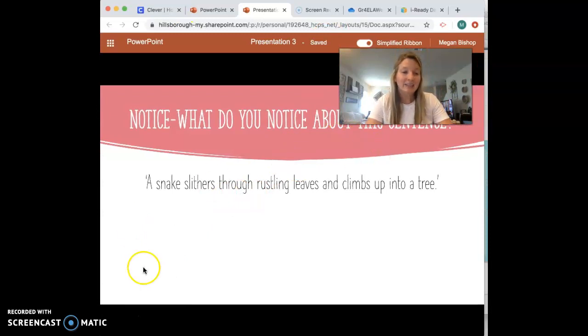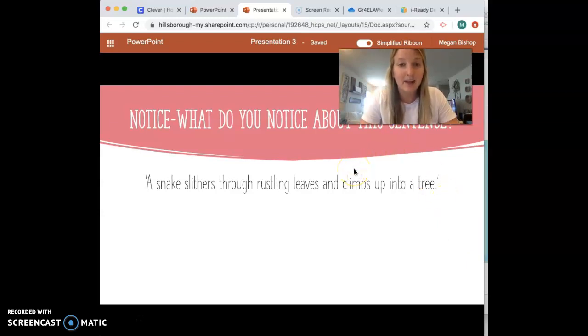Okay, so this says, a snake slithers through rustling leaves and climbs up into a tree. So I'm going to give you a moment. Think about one thing that you notice about this sentence. Now, if we were together in person, I'd have you write it down somewhere. So I expect for you to think about one thing you notice in this sentence. I'll give you a moment.